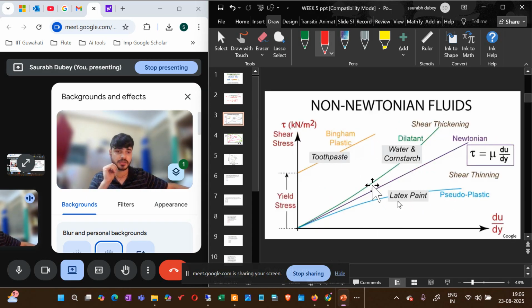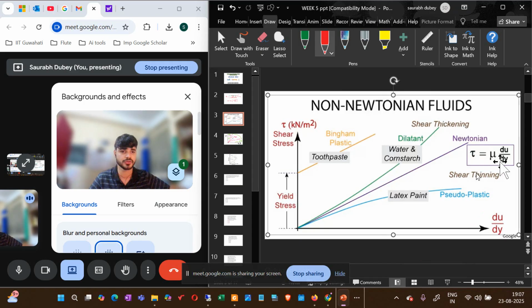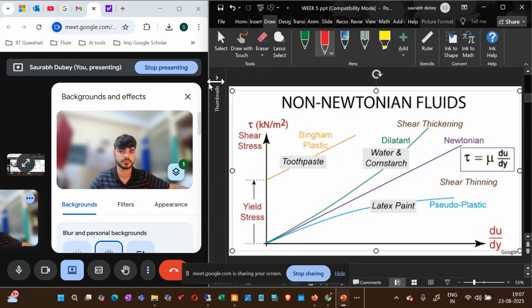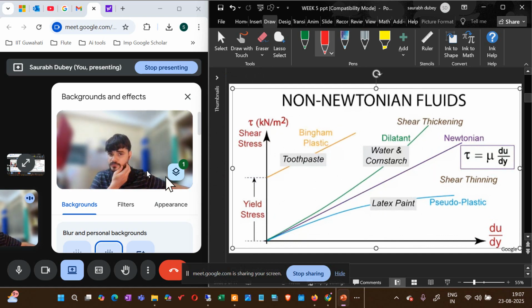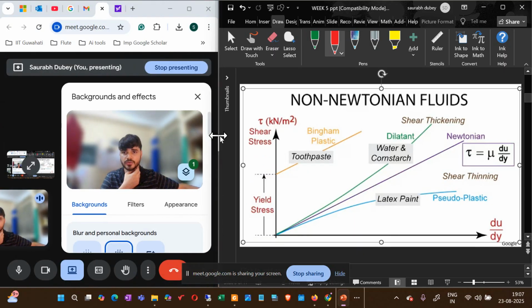For the non-Newtonian fluids, if you remember, we discussed that this is the standard curve used for shear stress versus shear strain data. Here you see that Newtonian fluids have this tau varying linearly with the shear rate, which is du by dy, and here the slope is 1. Then there is an increasing slope, and then a decreasing slope.